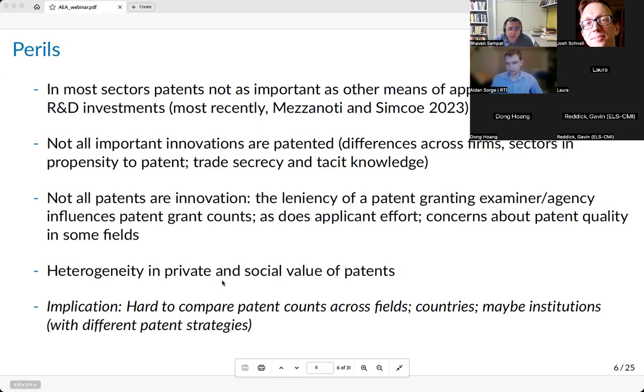lead time, and other approaches to appropriating returns from R&D. The most recent evidence on this is from a very nice paper that I can provide a link to, or Josh can, by Mezzanotte and Simcoe, confirming what various surveys over the years have shown, that in some sectors like pharmaceuticals, chemical-based industries, patents are really important mechanisms for firms to appropriate the returns from R&D to prevent imitation, etc.